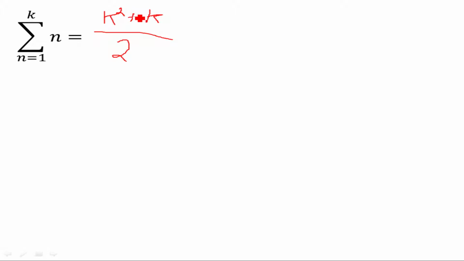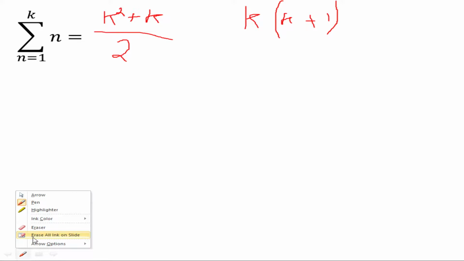Now notice how this part can be taken out and turned like this with brackets. Factorization. k times k plus 1. Let's try the next one, and I'll erase all the ink on here.